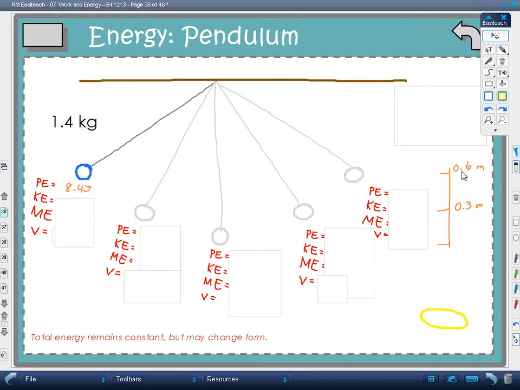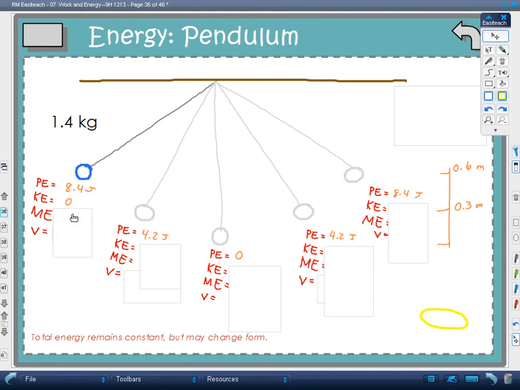The height for the blue is 0.6 meters. That's hard to read, but it's 8.4 joules. Sorry about the messy writing. 8.4 joules. Potential energy here, 4.2 joules. 0, 4.2, 8.4. Okay, the kinetic energy in the beginning, because it's not moving, is 0.